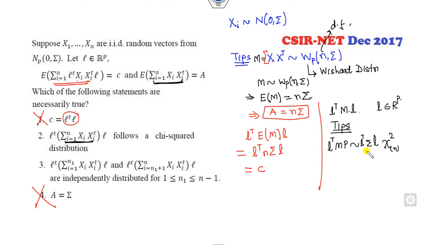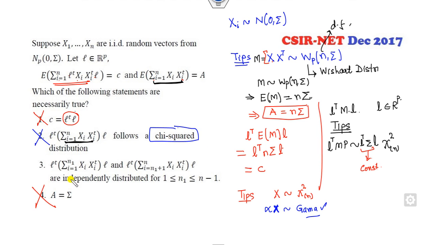Now it follows the chi-square, but this is my constant vector, and we all know if x follows the chi-square distribution with degree of freedom n, if you multiply by alpha, this follows my gamma distribution. Fine. But he said it follows the chi-square distribution, so this option is cancelled. Only the correct option is the one left behind, C is my correct answer for this problem.